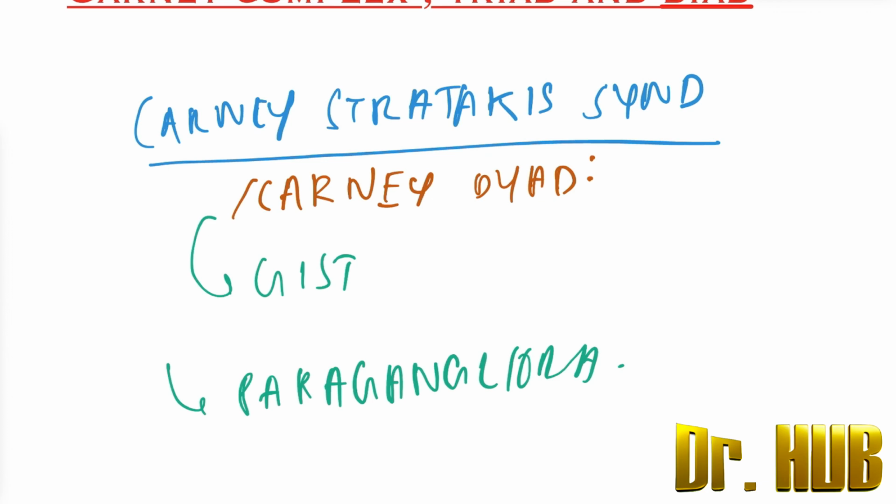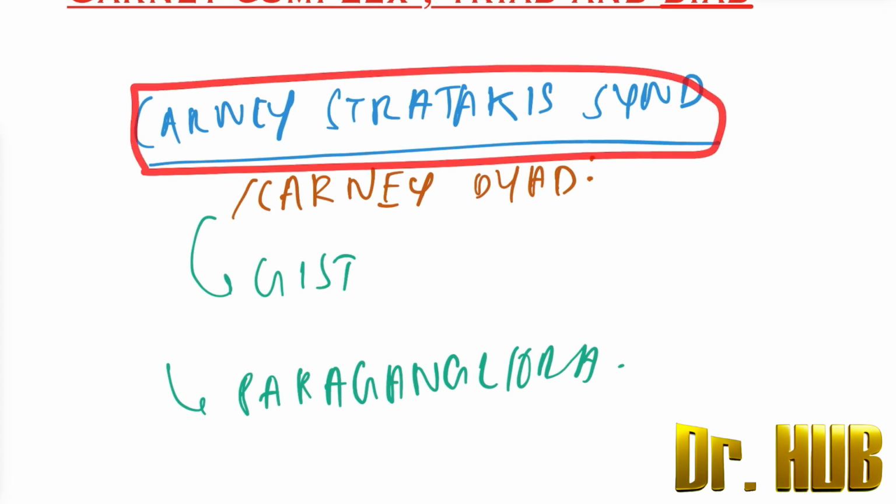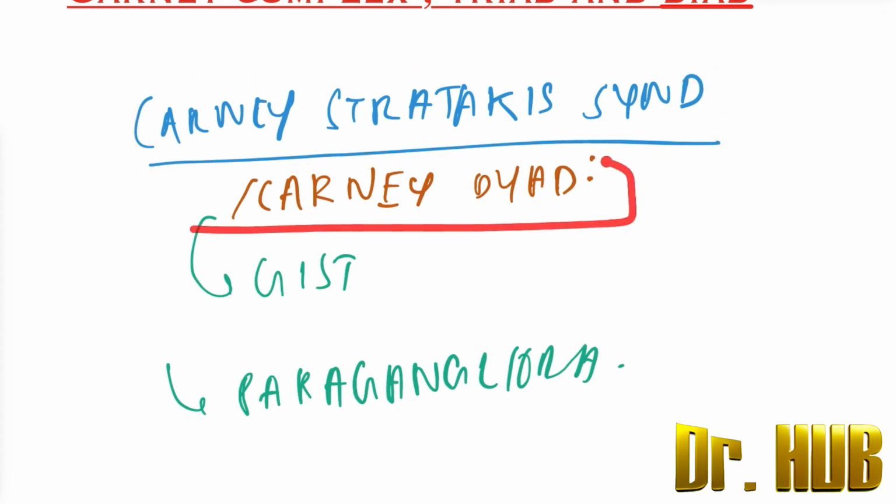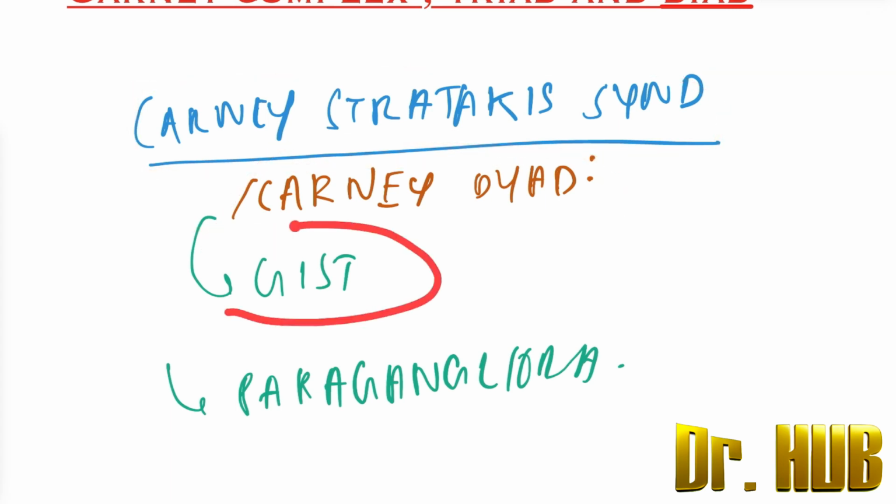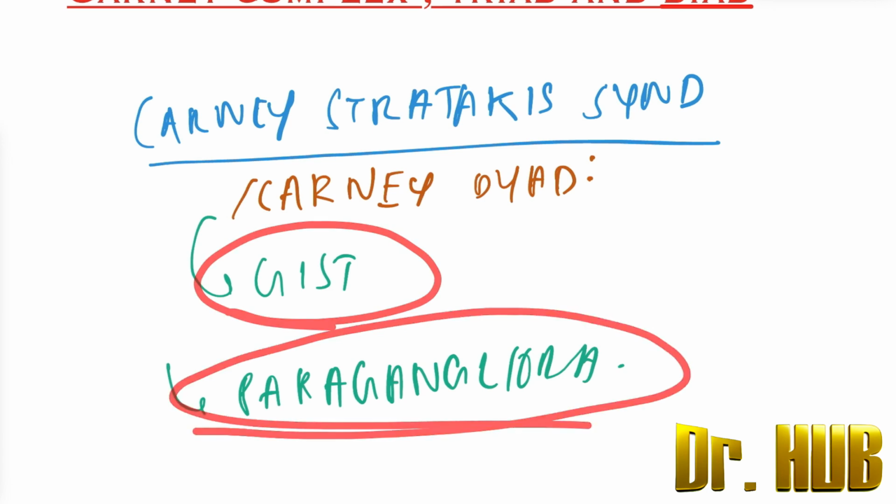So what is it? The Carney complex, the triad and the dyad. So here, in terms of the Carney-Stratakis syndrome or the Carney dyad, it includes the GIST as well as a paraganglioma.